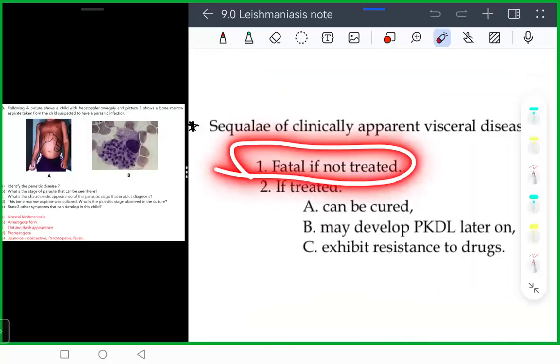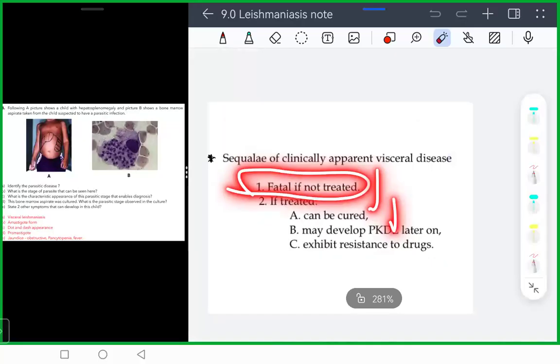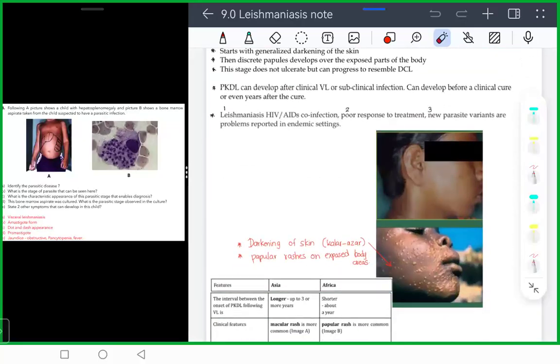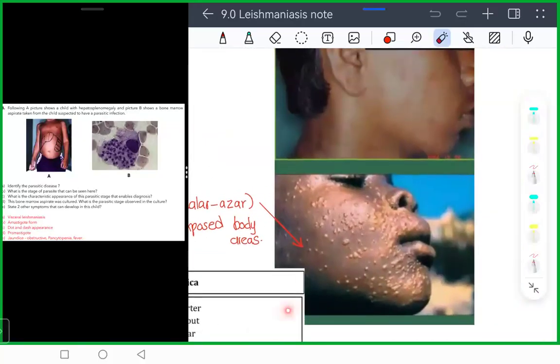And if it is treated, it can be cured, or it can develop into post-kala-azar dermal leishmaniasis, which has a clinical picture like this.